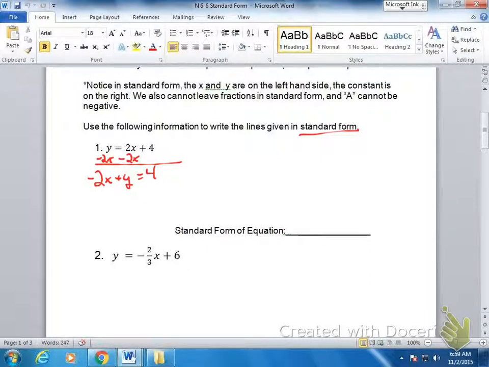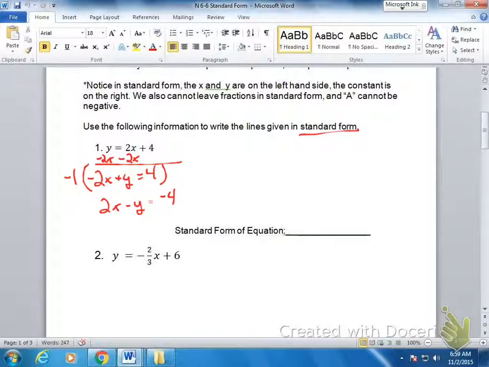Now, that may seem all right. That is an ax plus by equals c. However, there's something that was in our rules that we can't leave, and it says a cannot be negative. So to make a not be negative, we're going to multiply the whole thing by negative 1. When we do this, we get positive 2x minus y equals negative 4.